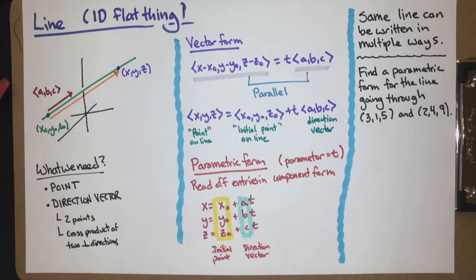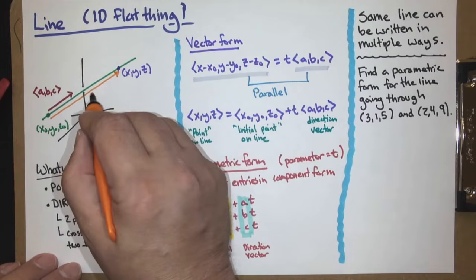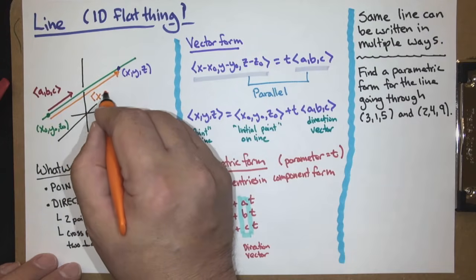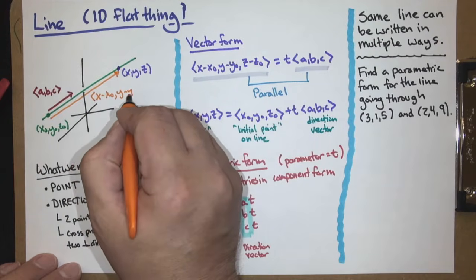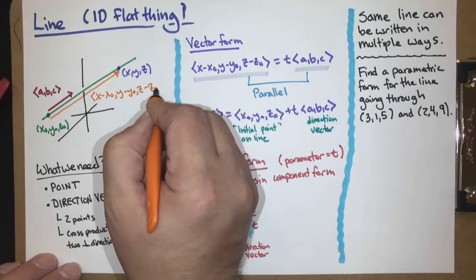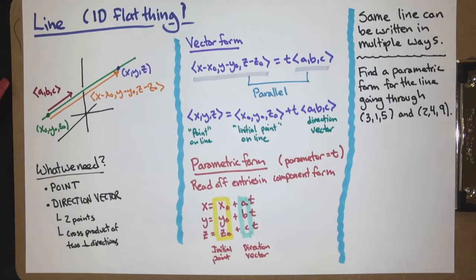And the direction vector isn't distinct by any means. You can always scale it by any non-zero amount. So it's not hard to find direction vectors if you have points. And so you just take the difference. So x minus x0, y minus y0, and z minus z0. Boom, you have your direction vector.